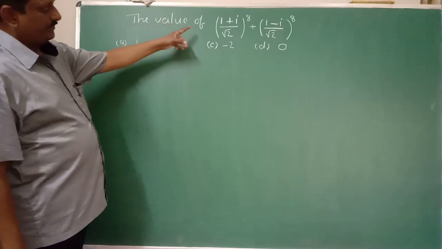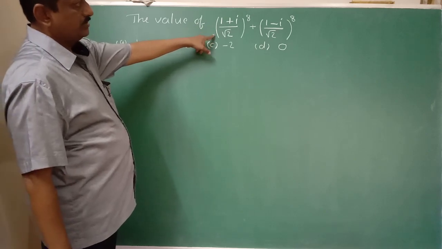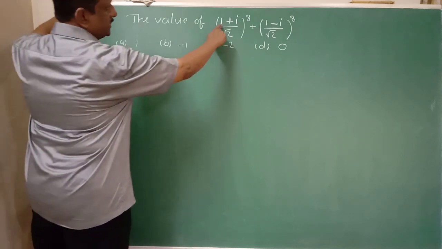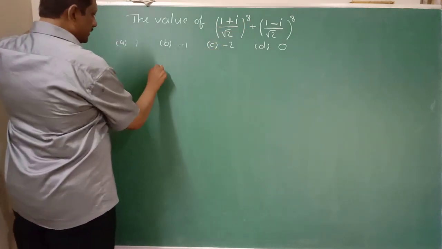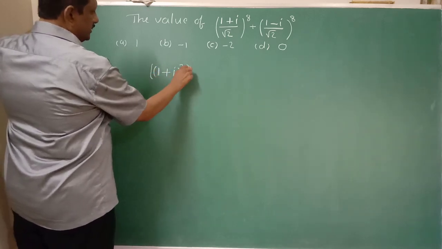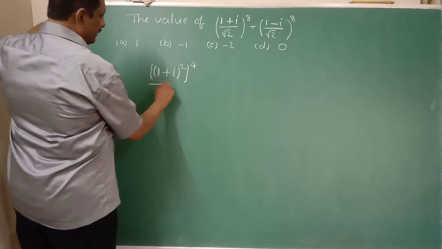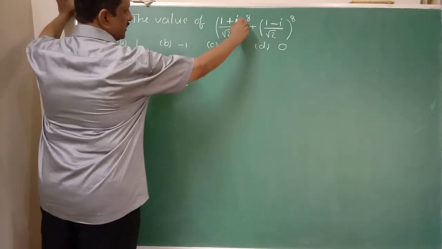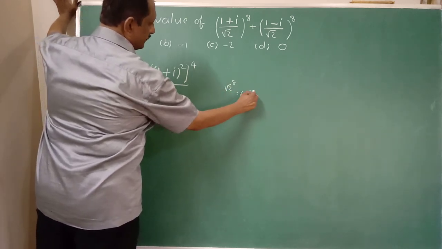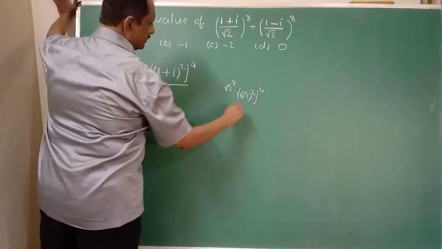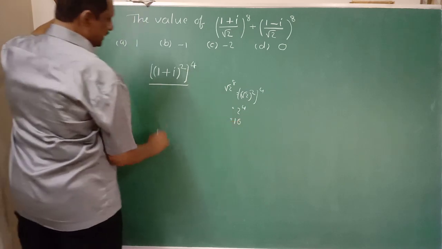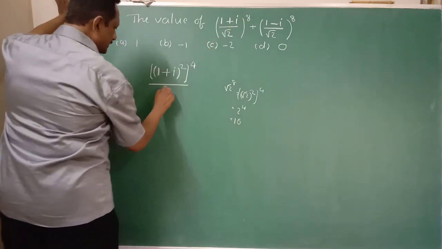Find the value of (1 plus i divided by root 2) raised to 8 plus (1 minus i upon root 2) raised to 8. So (1 plus i) whole raised to 8 can be written as (1 plus i) whole square, this raised to 4, divided by root 2 raised to 8. Root 2 raised to 8 means root 2 square, and this raised to 4. Root 2 square is 2, 2 raised to 4 is 16. Hence root 2 raised to 8 becomes 16.